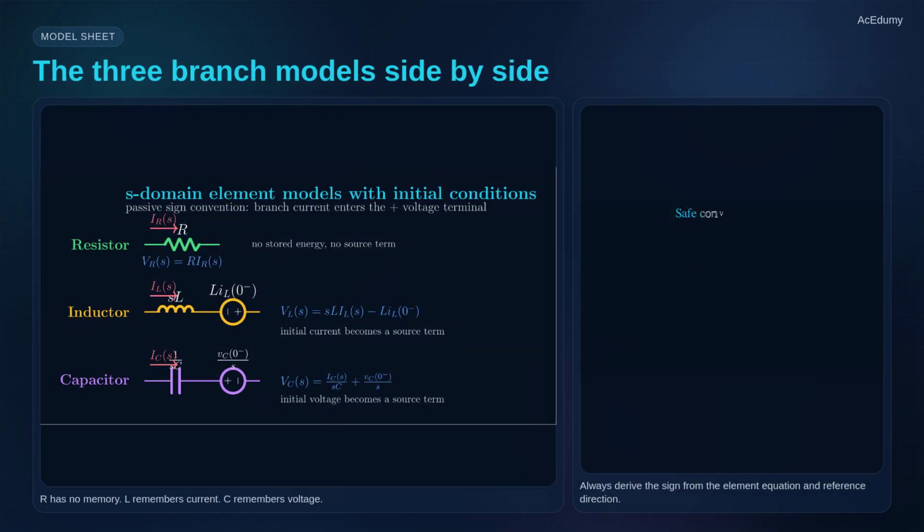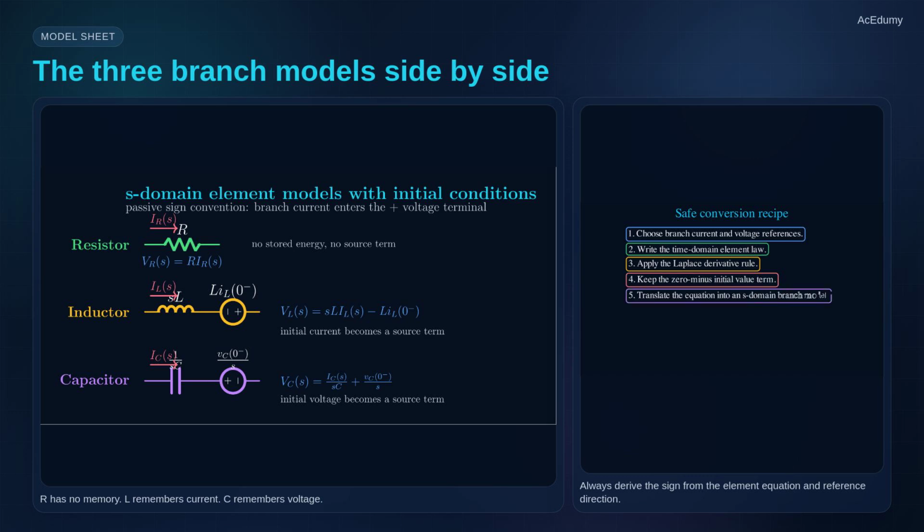Put the three models side by side. The resistor is R. The inductor is SL with an initial current source term L i0 minus. The capacitor is 1 over SC with an initial voltage source term V0 minus over S. The signs are not arbitrary. They come from the derivative rule and the chosen reference directions. If a branch current or voltage reference is reversed, the algebra changes sign with it. The safe method is always to write the element law first, then transform it.